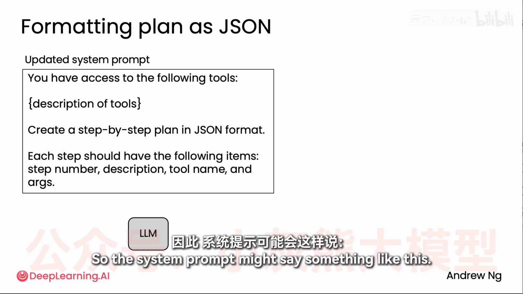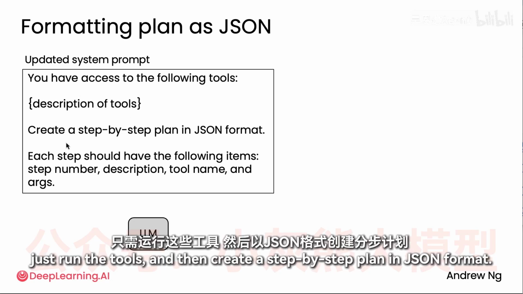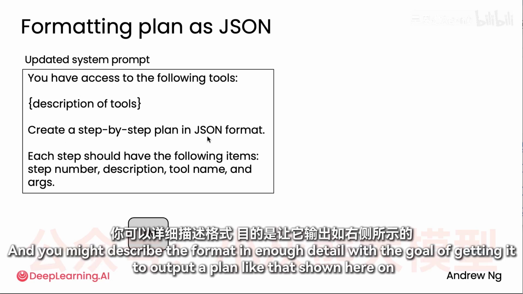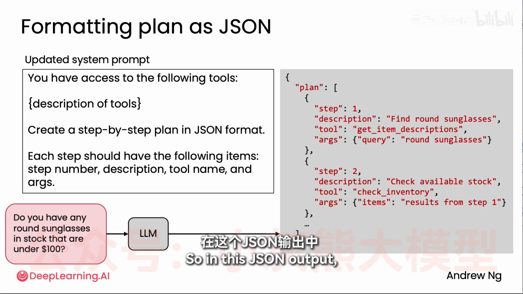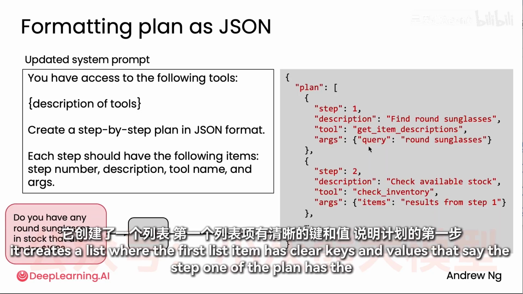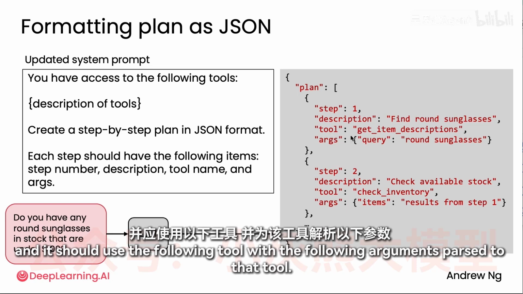So the system prompt might say something like this. You have access to the following tools, and then create a step-by-step plan in JSON format. And you might describe the JSON format in enough detail with the goal of getting it to output a plan like that shown here on the right. So in this JSON output, it creates a list where the first list item has clear keys and values that say step 1 of the plan has the following description, and it should use the following tool with the following arguments passed to that tool.